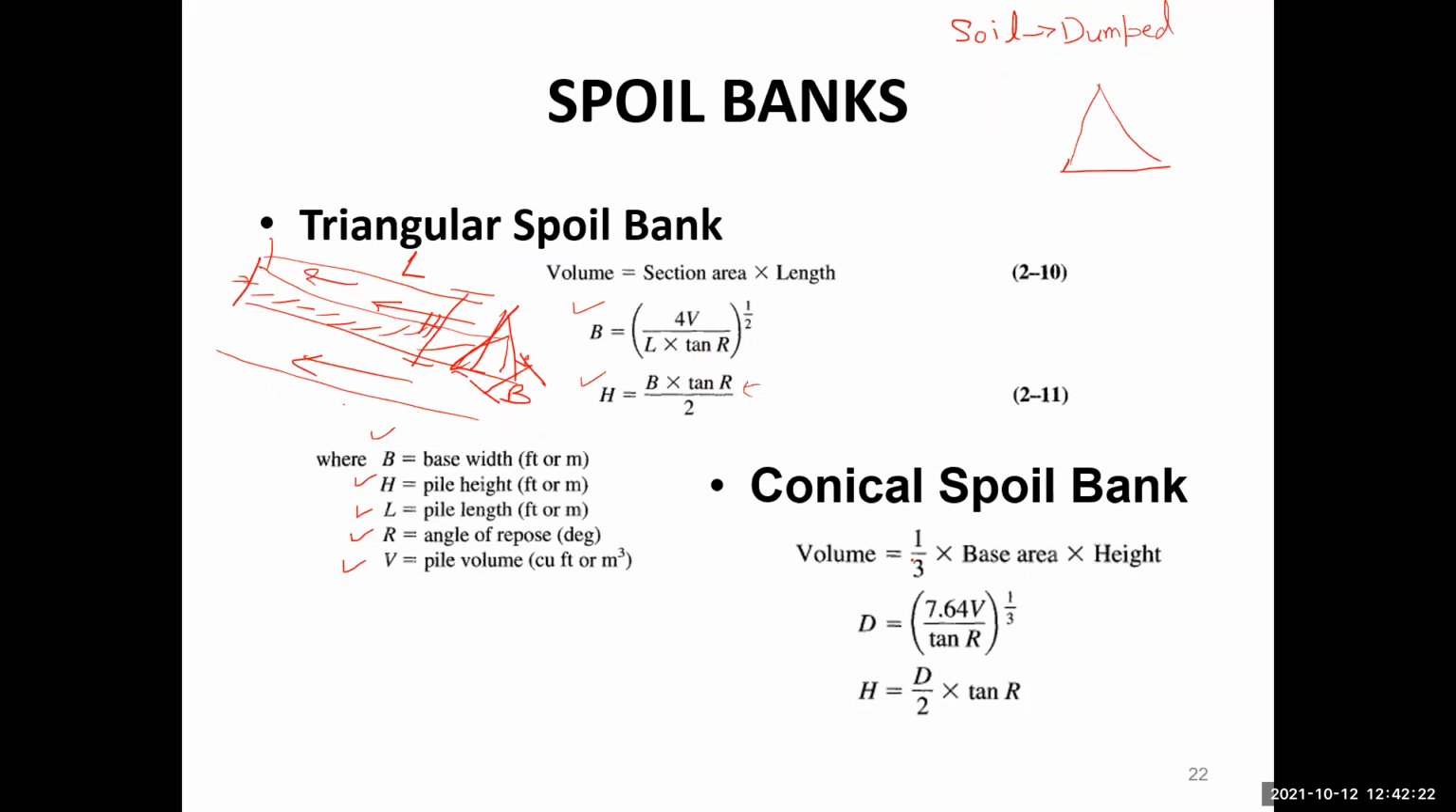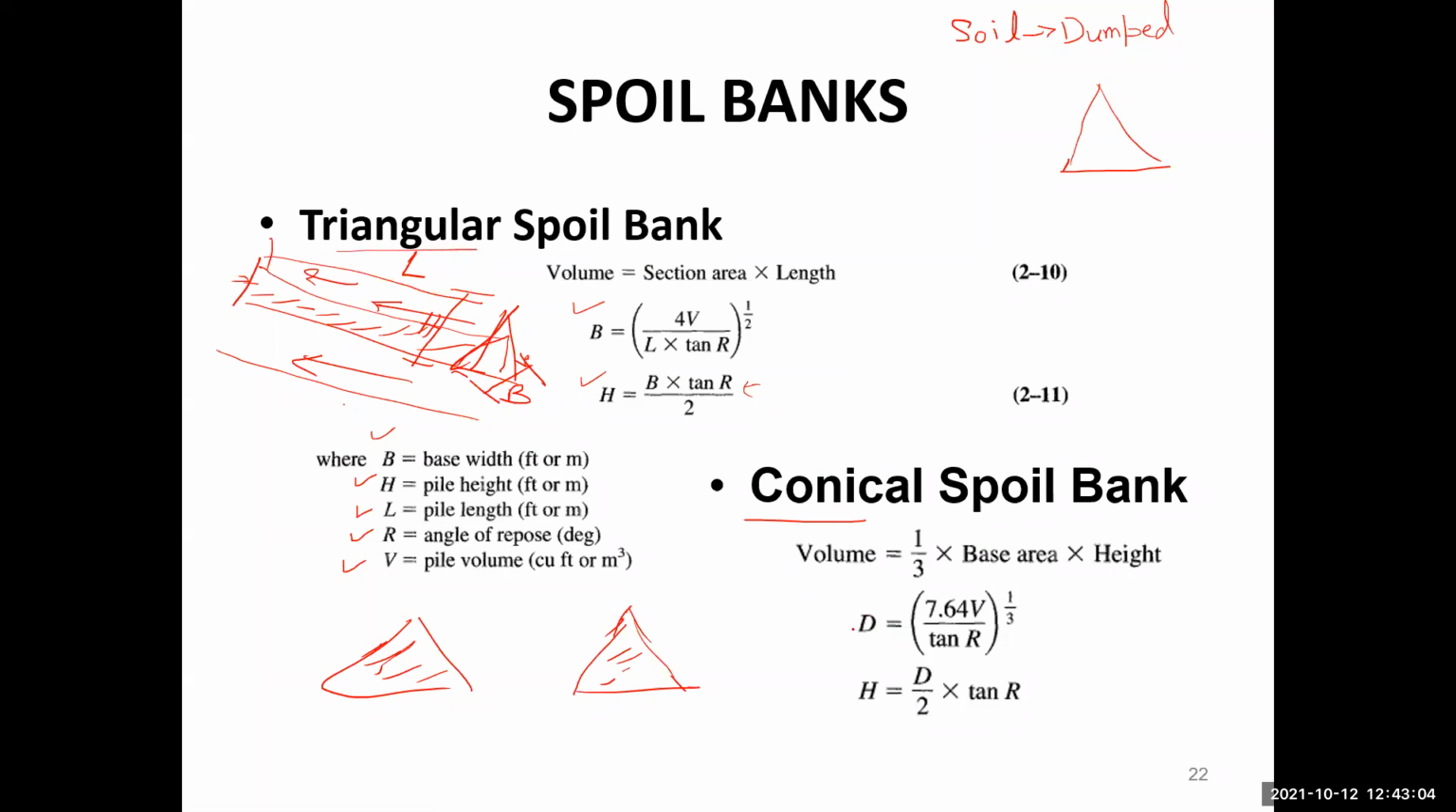On the other hand, we have the other type of spoil bank, which is the conical spoil bank. That means we are placing the soils at some interval. So one cone of the soil has been placed over here, the other cone of the soil has been placed at other places. So in those cases, the spoil banks are in the conical shape. Okay, in this case, it is the triangular shape, longitudinal triangular.